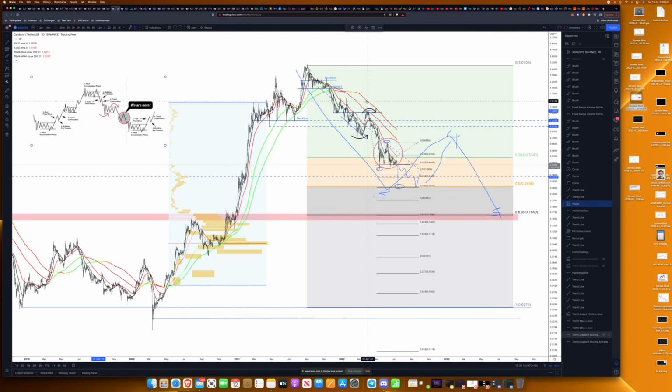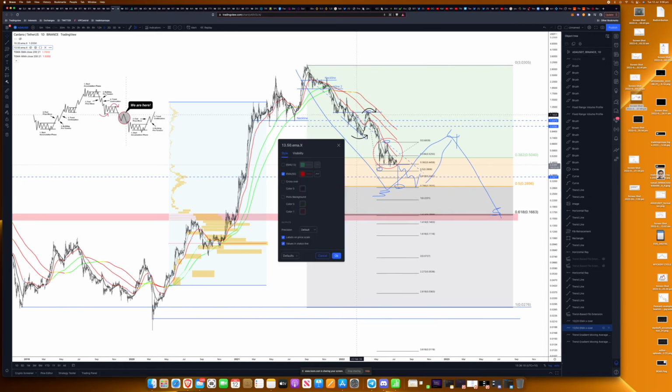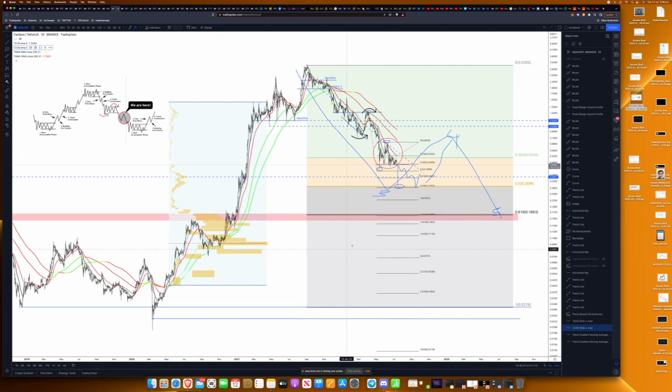We have these 200 daily moving averages. We have, what's this one here, the 50. So the 50 moving average acting as resistance, and the 20 as well along the way. So we can probably trade this trend with the 20 and the 50 a long way down on the daily.